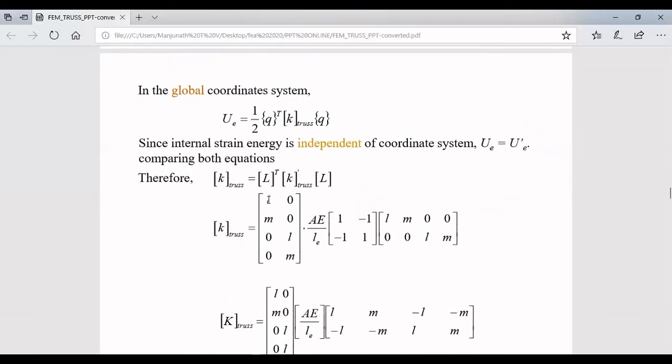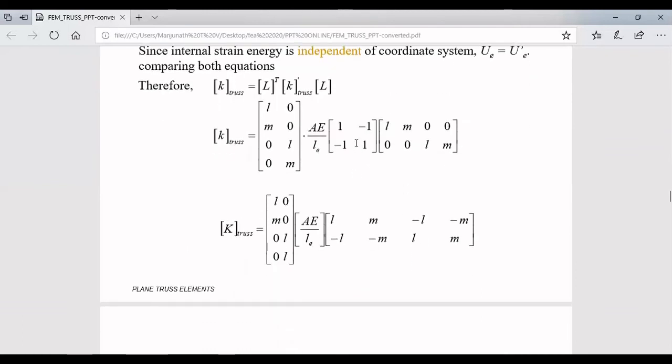That matrix you can write as L equal to [l m 0 0; 0 0 l m], and K dash truss is the elemental stiffness matrix for the bar and truss element in the local coordinate system, so AE divided by LE times [1 -1; -1 1]. Then L is again the transformation matrix. Now these matrices are going to be multiplied. After multiplication we are going to get a matrix like this.